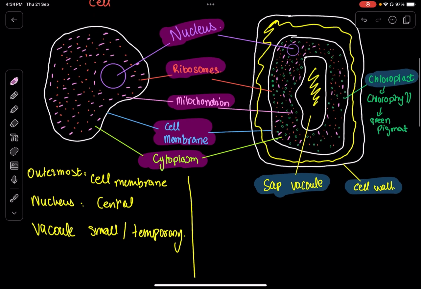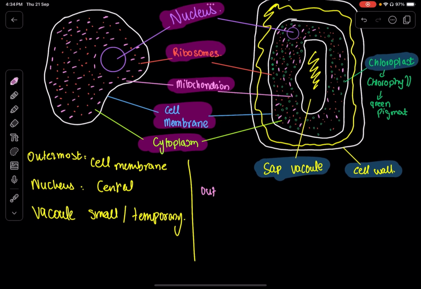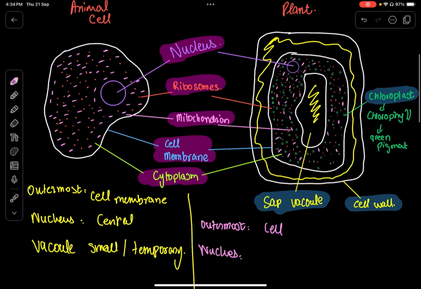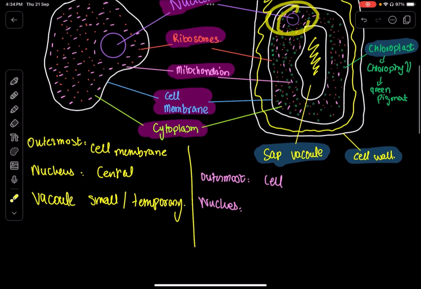But in the plant cell, the outermost is the cell wall, and the nucleus in the plant cell, as you can see right over here, is pushed to the side.